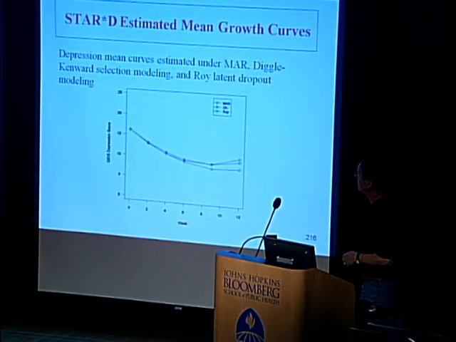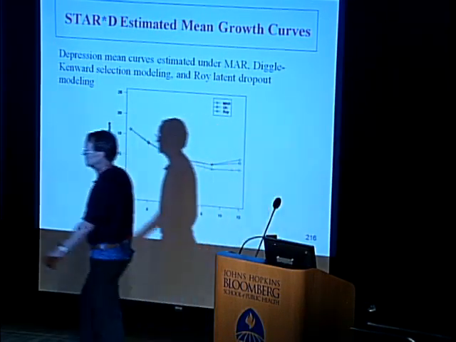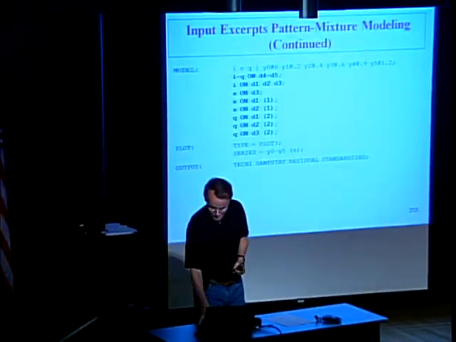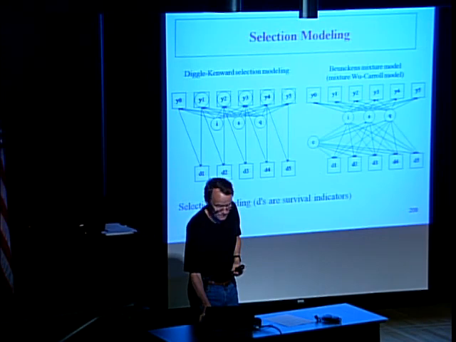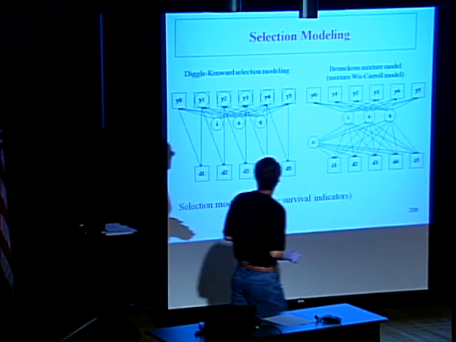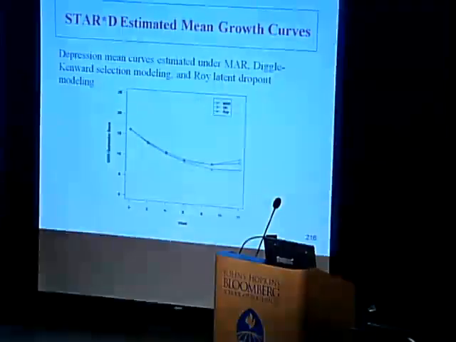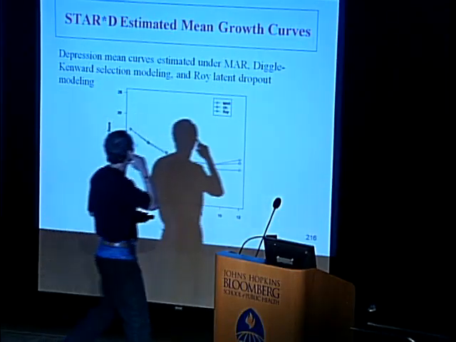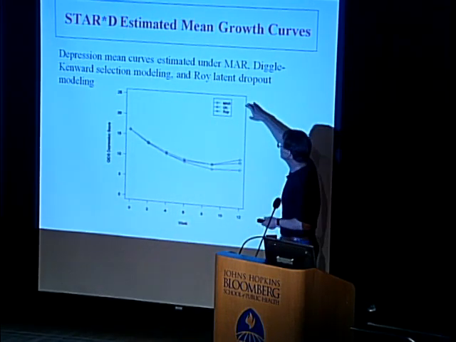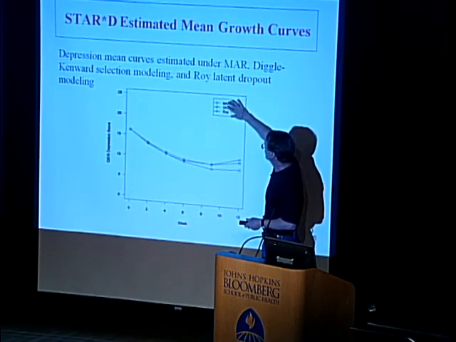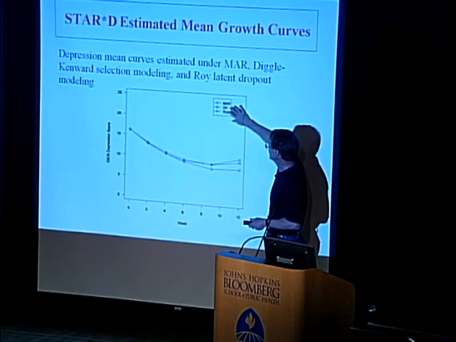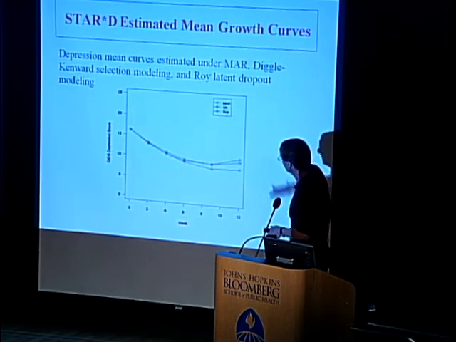Now, when you have done this, say that you do this selection modeling. What's typically then reported is the growth curves under MAR and the growth curves under, say, Diggle-Kenward. And here is the Roy version of the pattern mixture model. So you draw a picture like this.